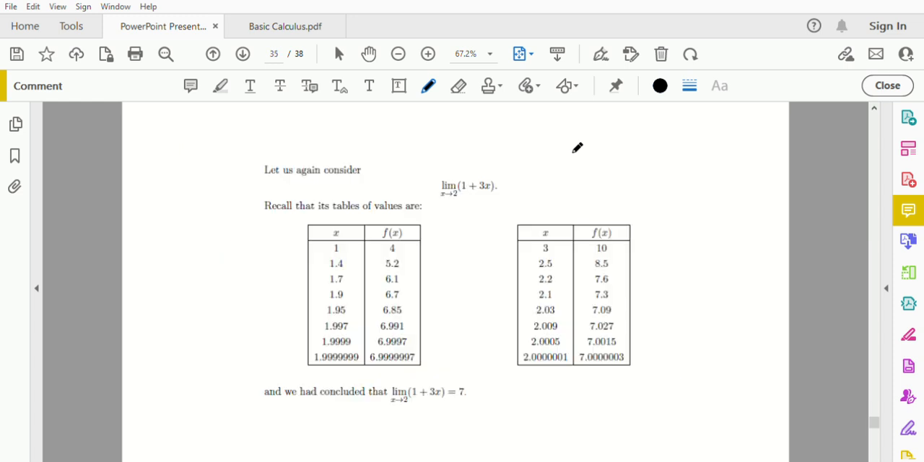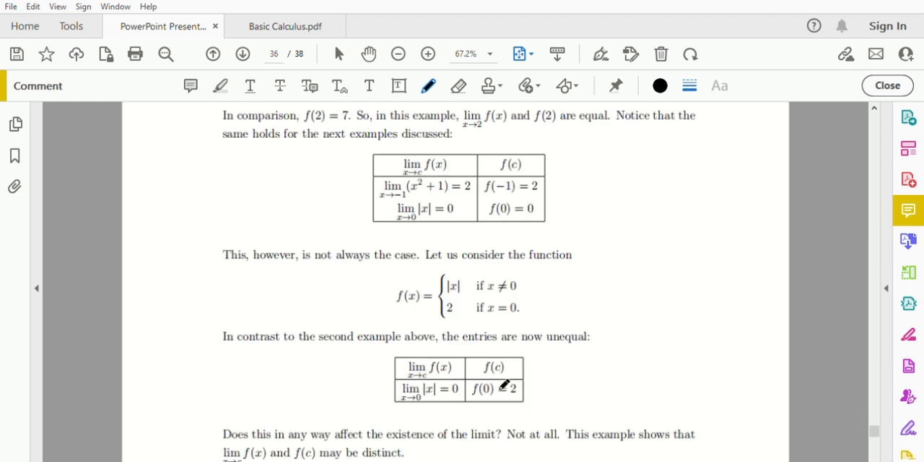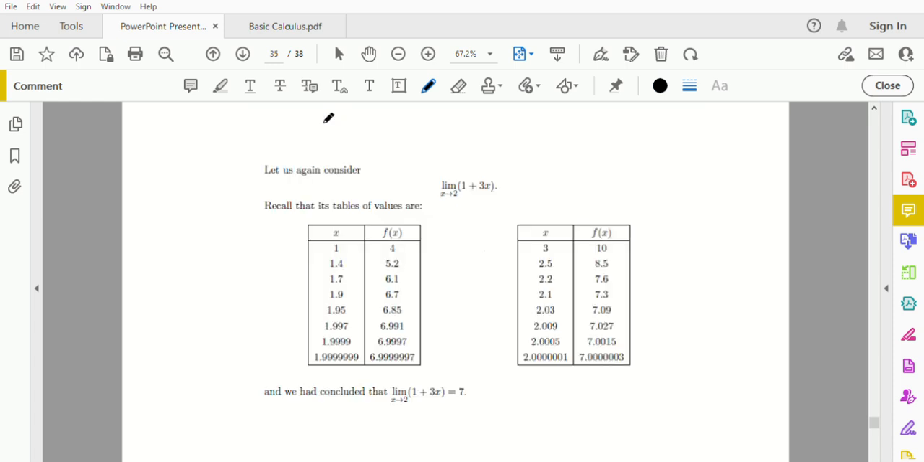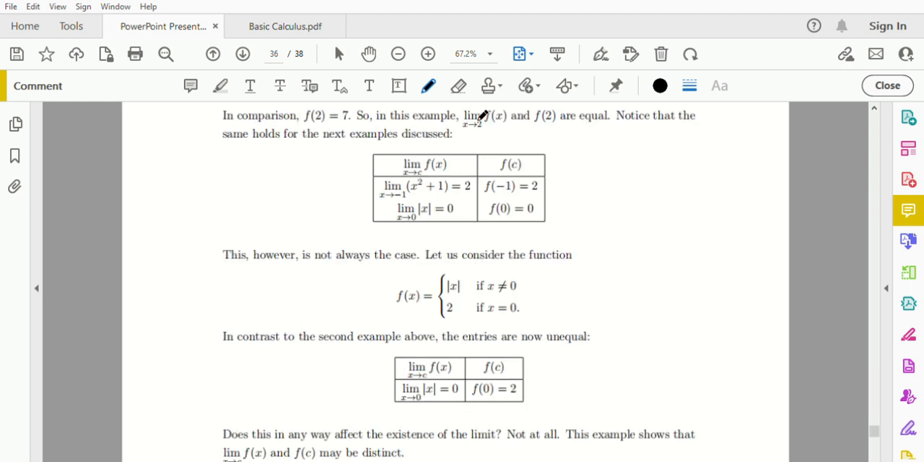So let us again consider this example. From the left and from the right of 2, we concluded that this limit is 7. In comparison, if we substitute 2 into the given function here, we have 3 times 2 is 6, plus 1 is 7. So both of these are equal. Notice the same holds for the next example. So we have these examples also.